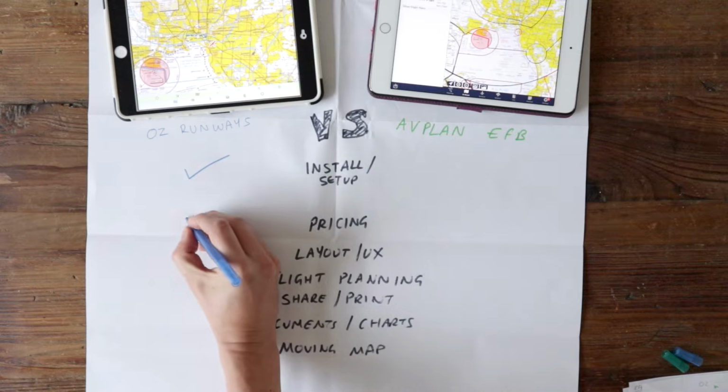But if you want everything, if you want the full pack, then OzRunways, the premium version, will be $169 a year, and the full version, so the VFR, IFR and Pro package for AvPlan, is $219 a year. So there's $50 difference between the two. Because you can get the full package for $50 cheaper, even though the features list is slightly different, OzRunways has to win this one.